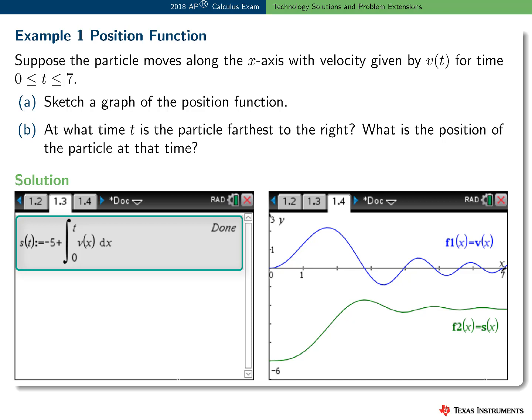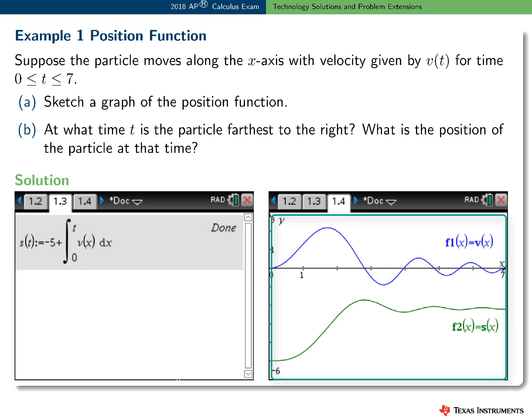I first define the position function s, and note the use of the variable t and the dummy variable x here. And I thought it would be nice to see a graph of the position function and the velocity function on the same coordinate axes. And another question now comes to mind. Explain the relationship between these two graphs.